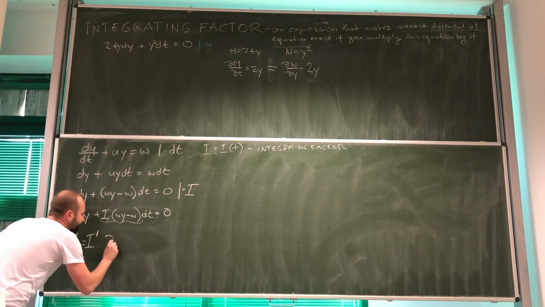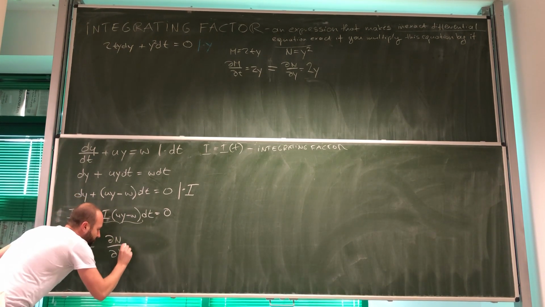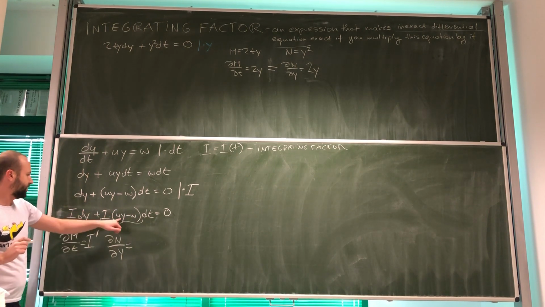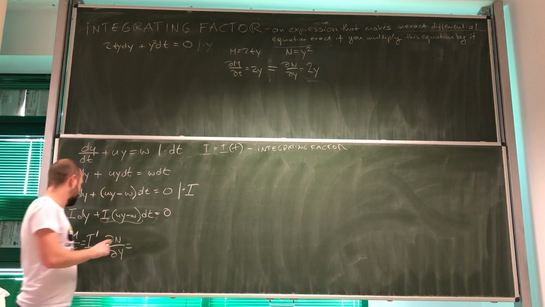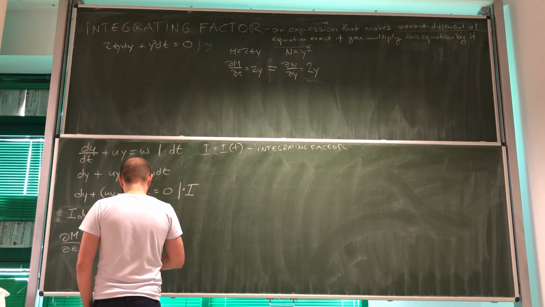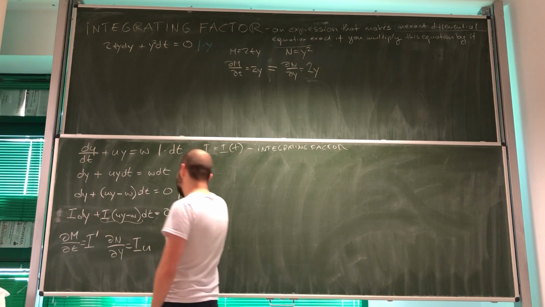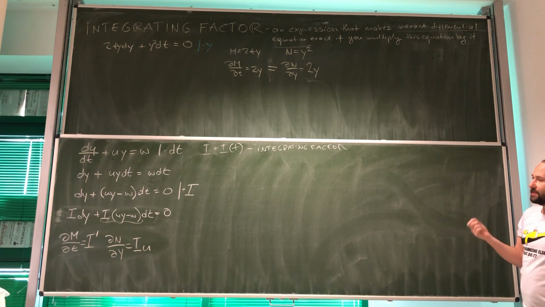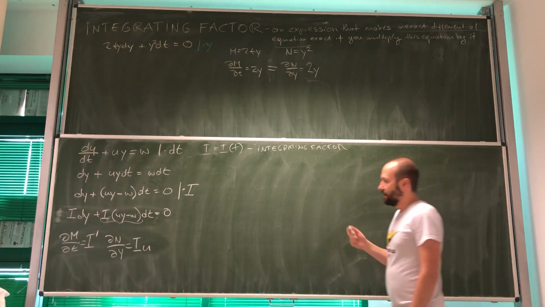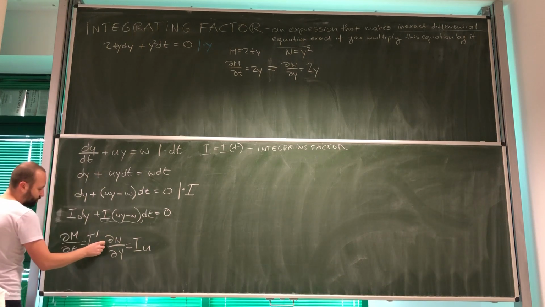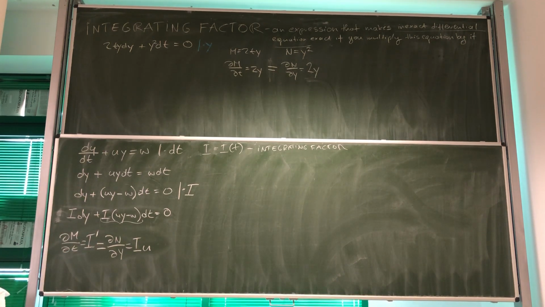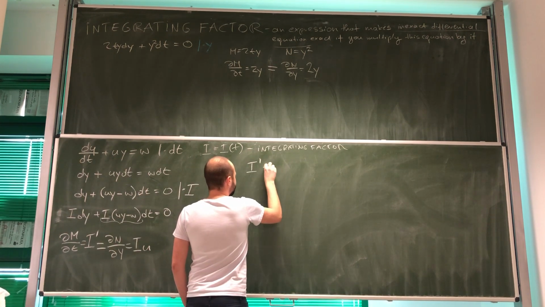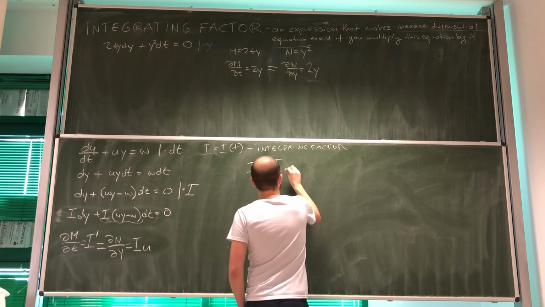So now, if I'm differentiating this with respect to y, look, this expression doesn't have y, it's gone in differentiation. We've got just I times u. Okay, and now look, if this equation is to be exact, this condition must hold, that those two are equal to one another. In other words, we must have that I prime equals I times u.